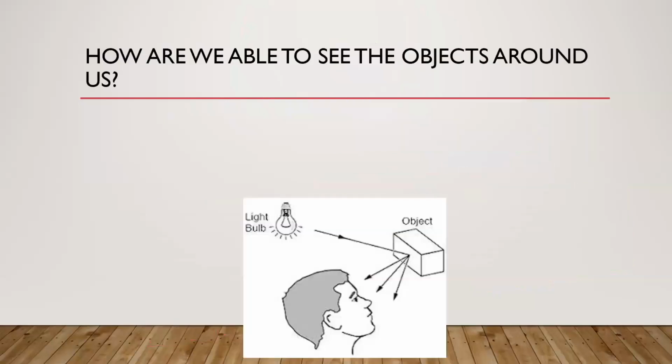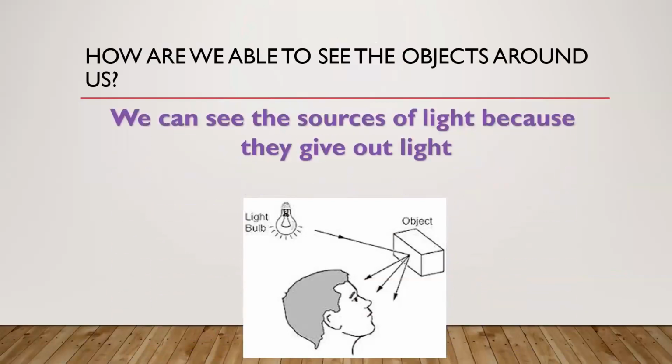So how are we able to see the objects around us? We can see the sources of light around us because the source of light gives off light. As for the objects, we can see them because light is reflected from the object and enters our eyes. Therefore, we can see it.